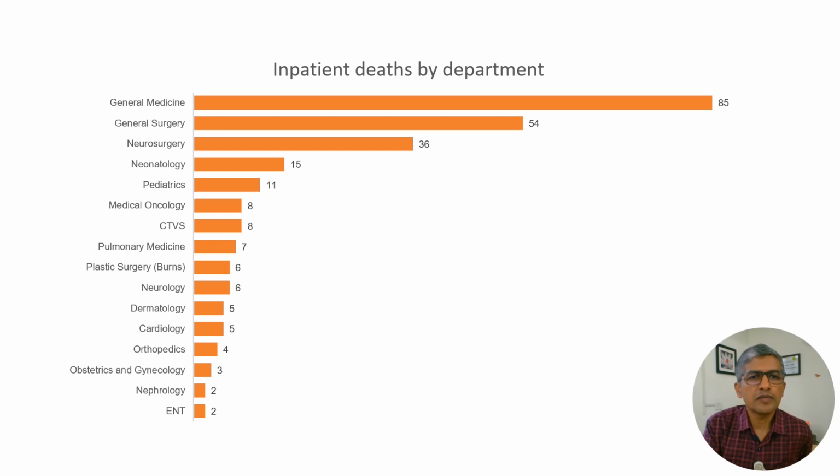You can also probably see that the grid lines are missing. That's because we have added the actual numbers, 85 deaths in general medicine, 54 in general surgery, and so on. And we don't really need the grid lines anymore. You can still keep the grid line and the axis if you think the message is clearer that way, especially if it is for a formal publication.